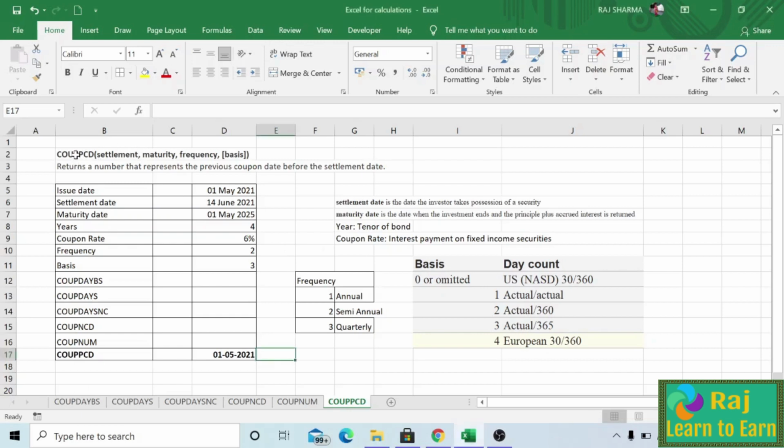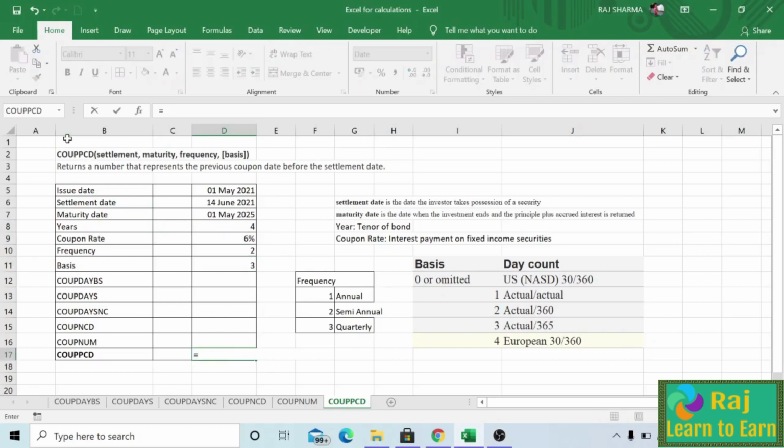Here is the syntax of this formula, COUPPCD. Settlement, maturity, frequency and basis are the four variables which are being used in this formula. Now the issue date is 1st of May 2021. Settlement date we have taken as 14 June 2021. Maturity date is 1st of May 2025 and years are 4. Coupon rate we have taken as 6% and coupon payment frequency is 2, which we have taken as semi-annually, and basis we have taken as 3, that is actual by 365.